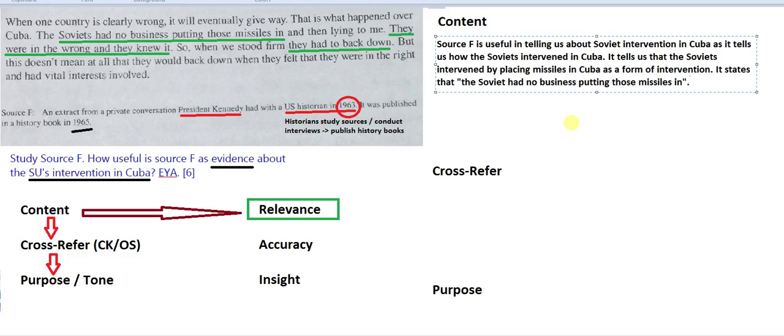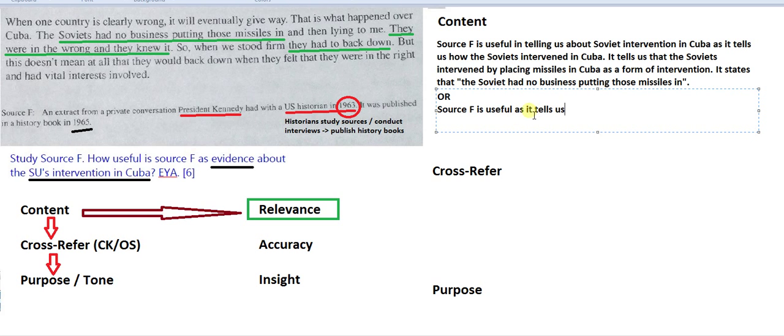that it's useful in telling us as evidence because it does tell us, it is relevant, right? It tells us how the Soviet Union intervened in Cuba and therefore addresses this issue in the question. Okay, essentially there is another way. It's also useful. Source F is useful as it tells us. Okay, going to be more specific.